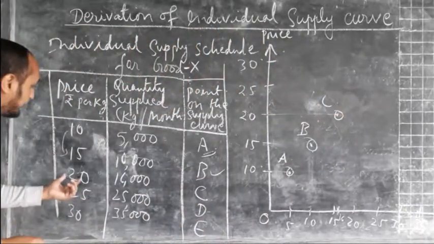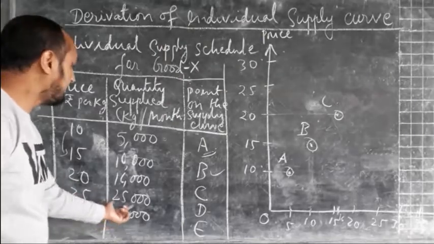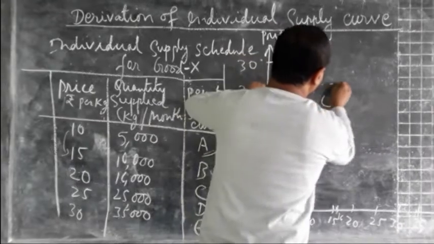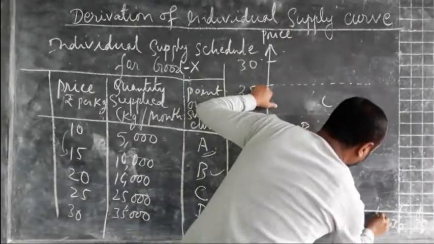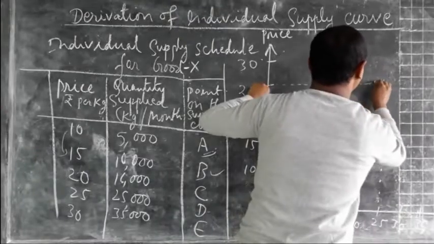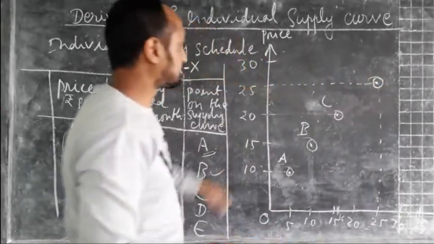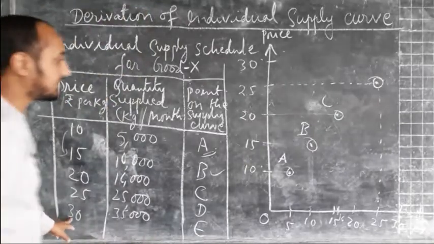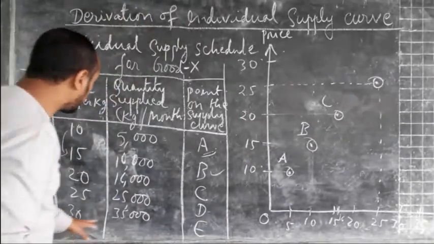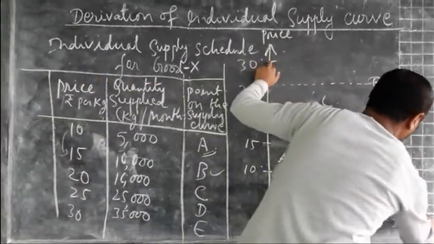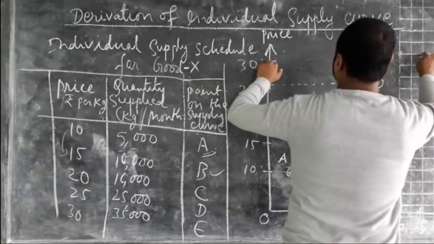Similarly, when price is 25, we have quantity supplied of 25,000 units. So here we will take one point. Now next we have price 30. When price is 30, quantity supplied is 35,000. Just straight on this we have to take one more point.